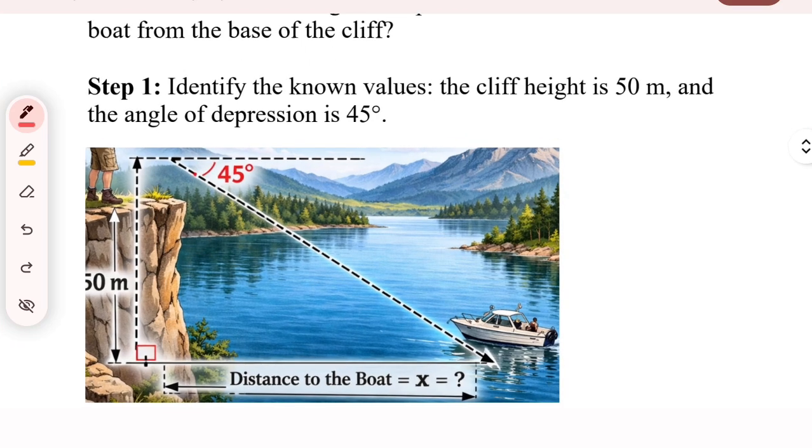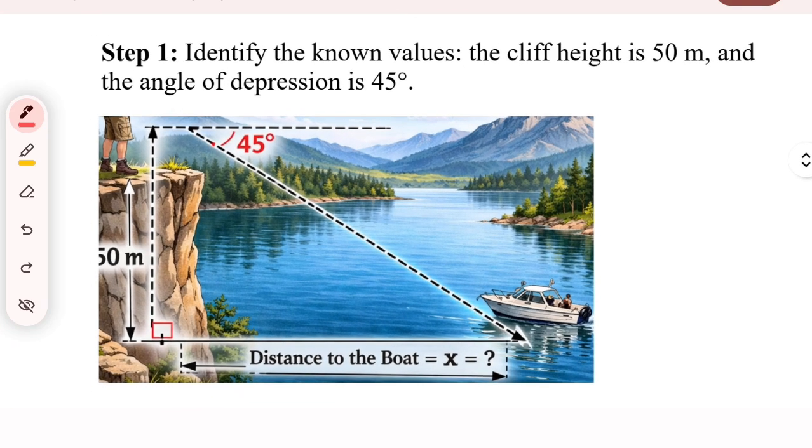If we have to illustrate the problem here, I would always recommend that if you could illustrate the word problem, that would be much better, because you could always visualize your approach. So in here, that's the hiker on the top of the cliff, and of course, the height of the cliff is 50 meters. And there's that boat on the lake. And the angle of depression is this, 45.